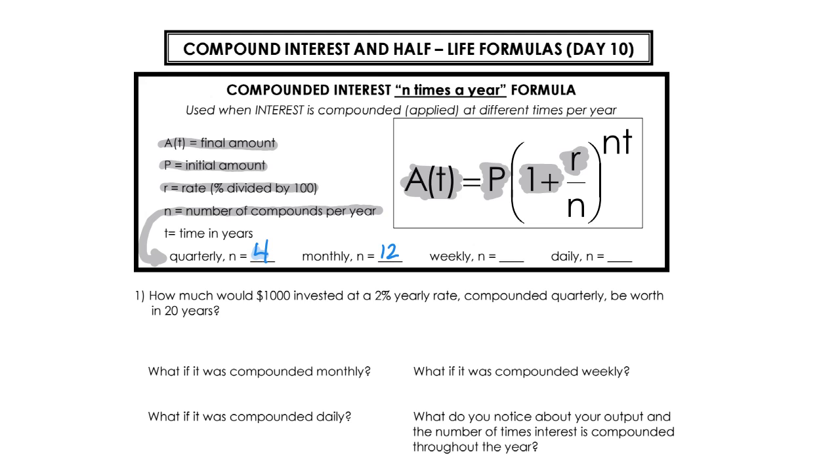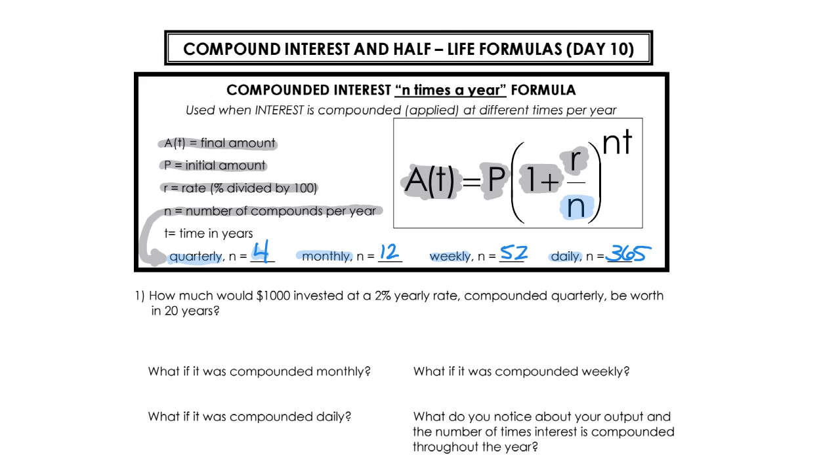a 12. If they talk about compounding weekly, that means 52 times a year because there's 52 weeks in the year. And if they talk about compounding daily, that means that our n value is going to be 365 because there's 365 days in the year. Okay, going back, that's what our n value will be right there. Whatever they refer to in the problem, it'll change each problem.